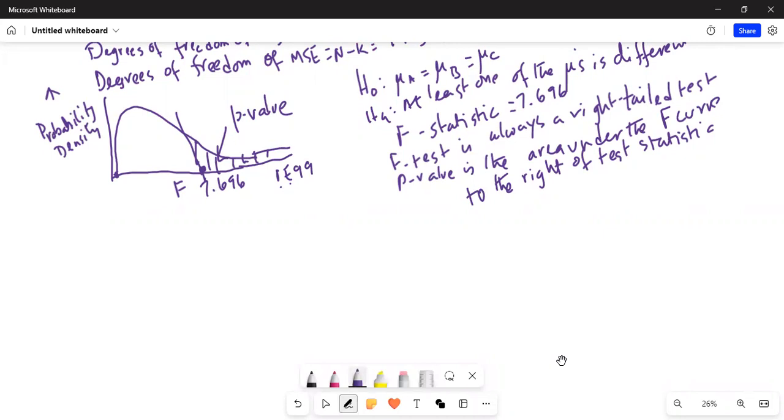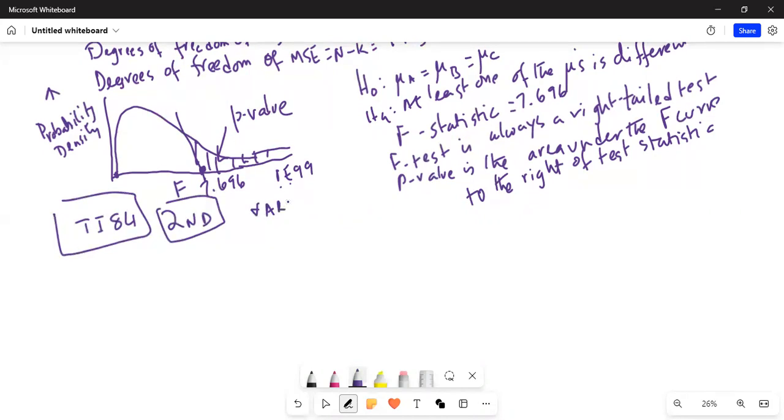So this is for the TI-84. Press the second key, then the VARS key, which is in the third row, and scroll down with the down arrow key to FCDF. C stands for cumulative distribution. Okay. So second VARS in the third row, scroll down to FCDF, not FPDF.